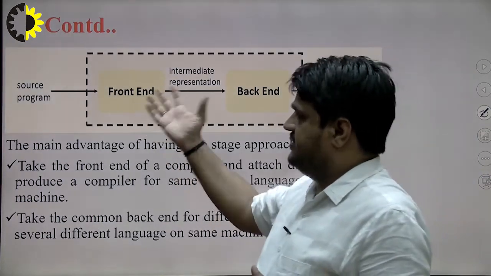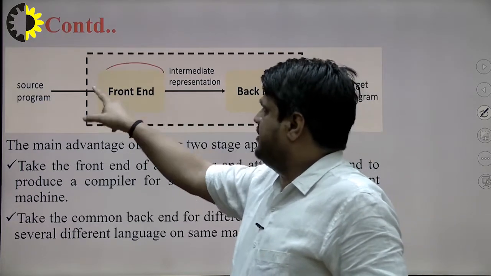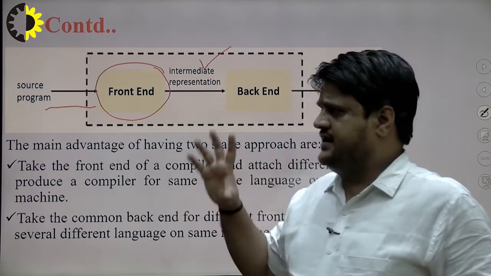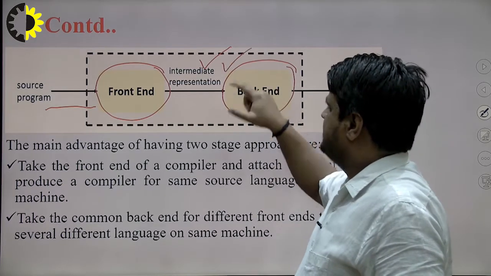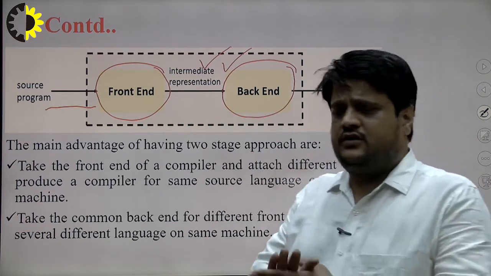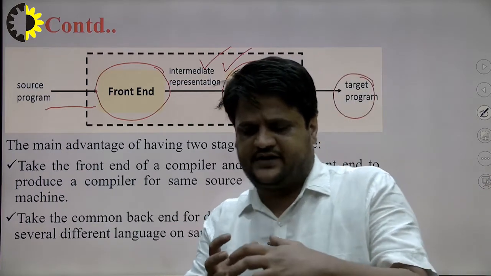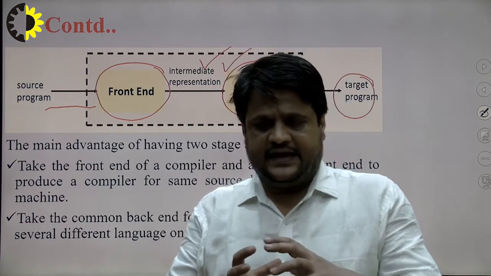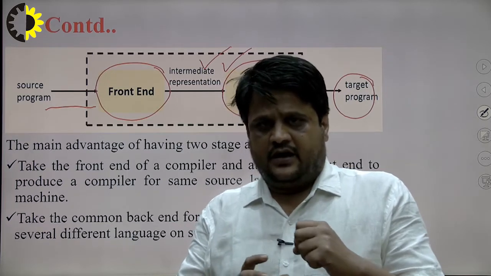Basically, this two-stage model, or two parts model, is depicted by this figure. The front end of a compiler takes the source program as an input and produces the intermediate code as an output, right? The back end of a compiler takes that intermediate representation as an input and produces the target program as an output. So the question is, why do we not write the entire compiler program in a monolithic manner? Basically, writing the compiler in two parts, two stages, has certain advantages.